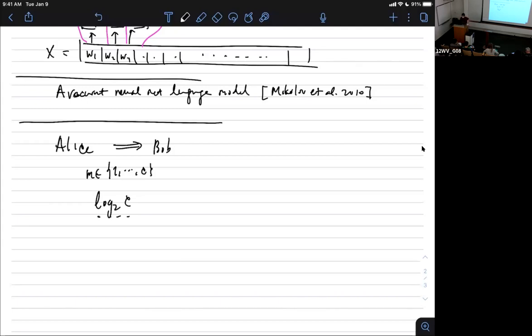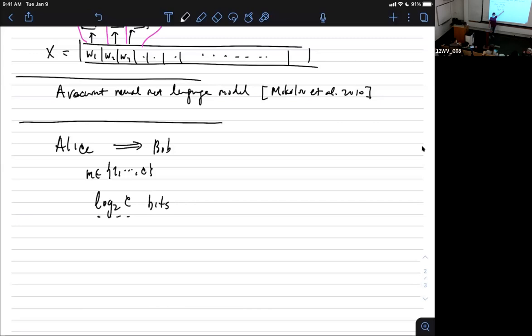Let's say we do some kind of ceiling, and we say that C is always 2 to the power of some number. But what does this mean? Why does Alice need to use log 2 of C bits in order to tell Bob one of these messages? And can Alice actually use fewer than log 2 of C many bits to send a message to Bob?